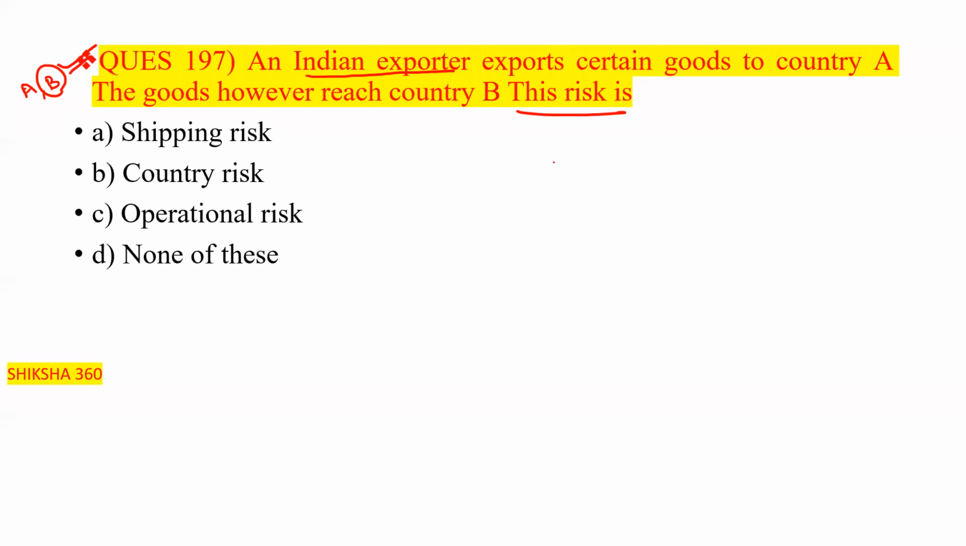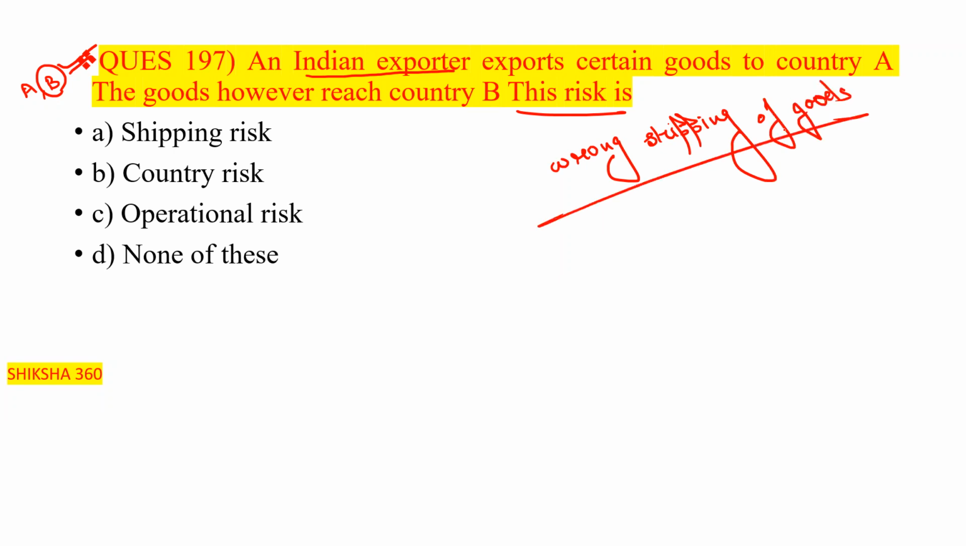This risk arises due to the wrong shipping of goods. Because an Indian exporter exports certain goods to country A. The goods, however, reach country B. So this risk is due to the wrong shipping of the goods. That leads to the shipping risk. Option number A is the correct answer. That is the shipping risk.